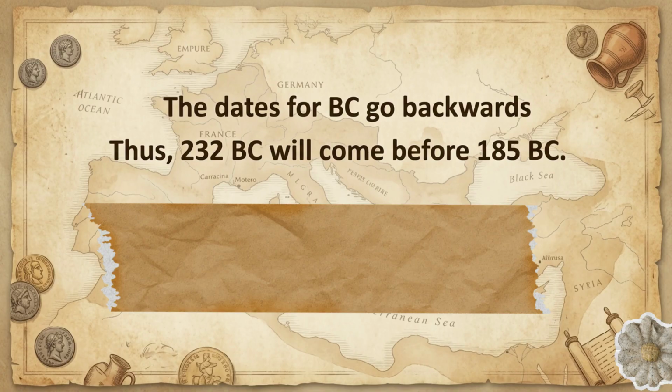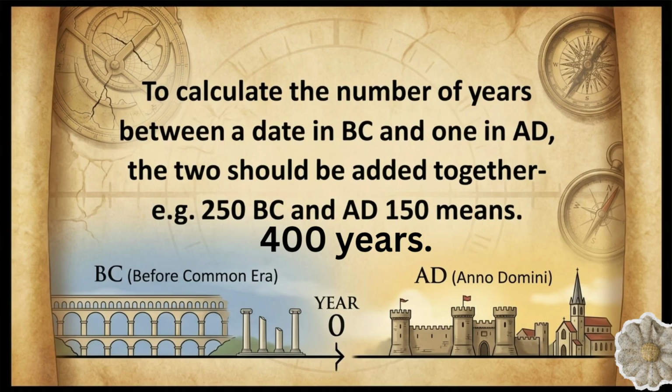Thus, the dates for BC go backwards. Thus, 232 BC will come before 185 BC. To calculate the number of years between a date in BC and one in AD, the two should be added together. For example, 250 BC and AD 150 means 400 years.